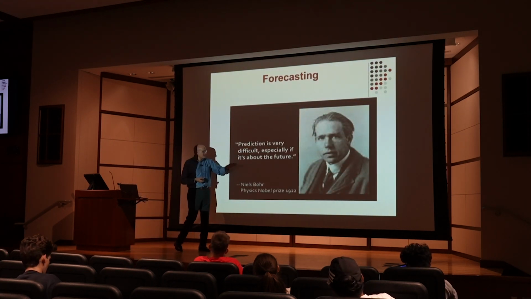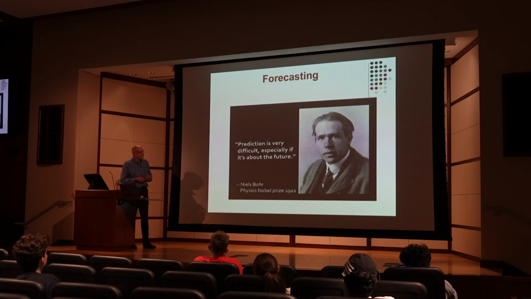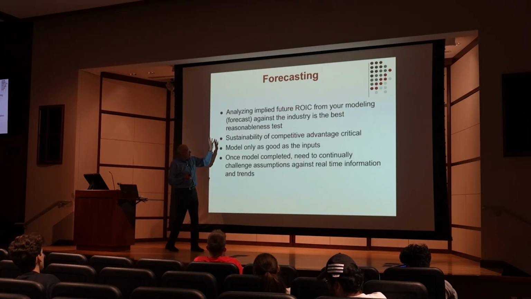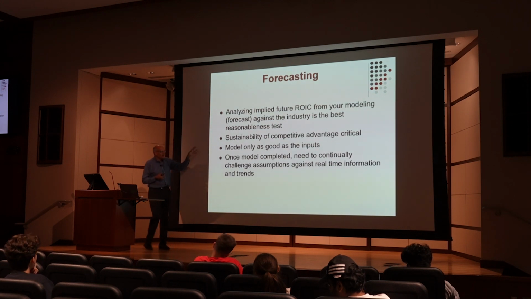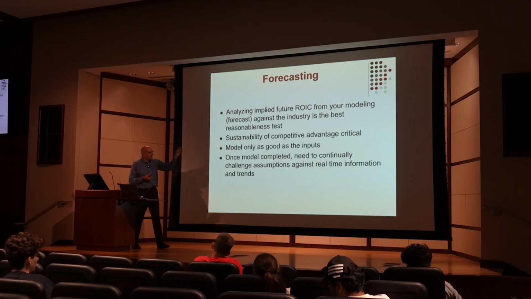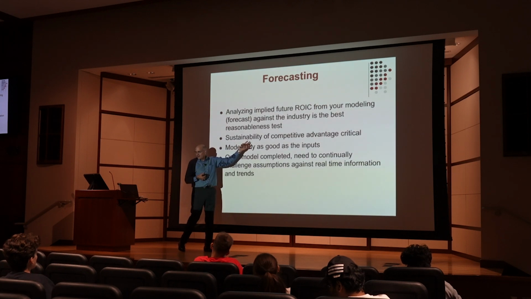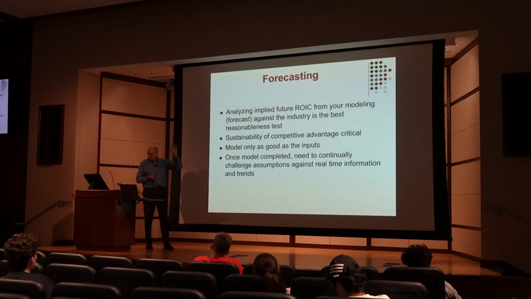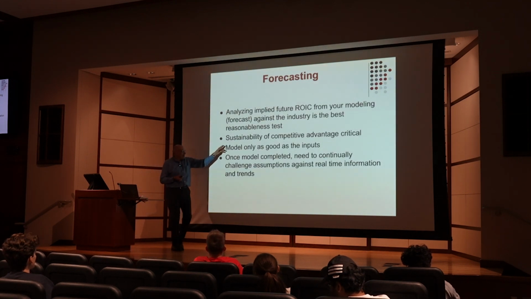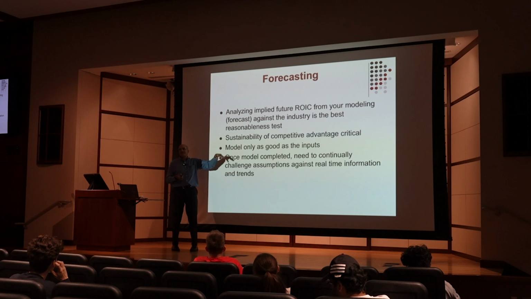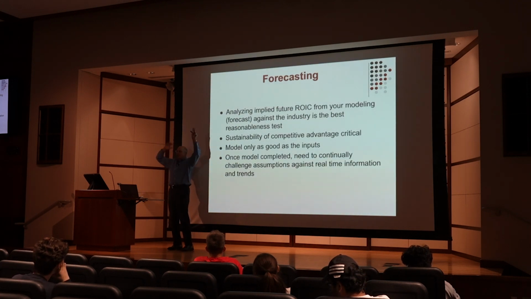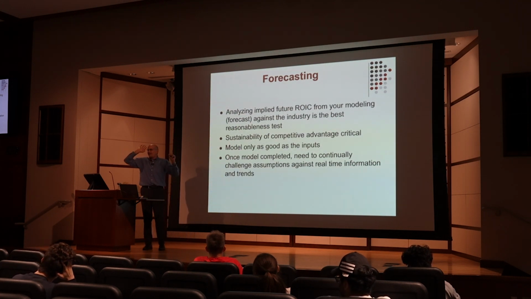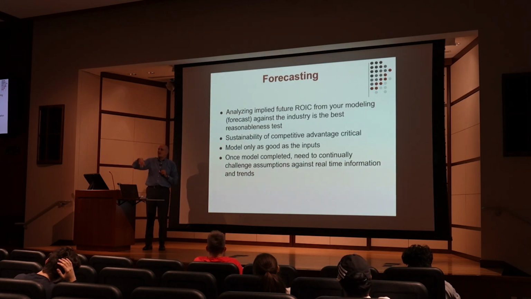Prediction is very difficult, especially if it's about the future, right? And so sustainability and competitive advantage are critical. The model is only as good as the inputs. That's why we care so much about strategy. If we're saying that the margins and revenue growth are going to be constant going forward, that's a big statement. We're saying that the company's competitive advantage is actually sustainable. Again, the model is only as good as the inputs. You can have a 4,000 line model with macros going here and there and going crazy. That model is useless if your inputs are wrong, right?